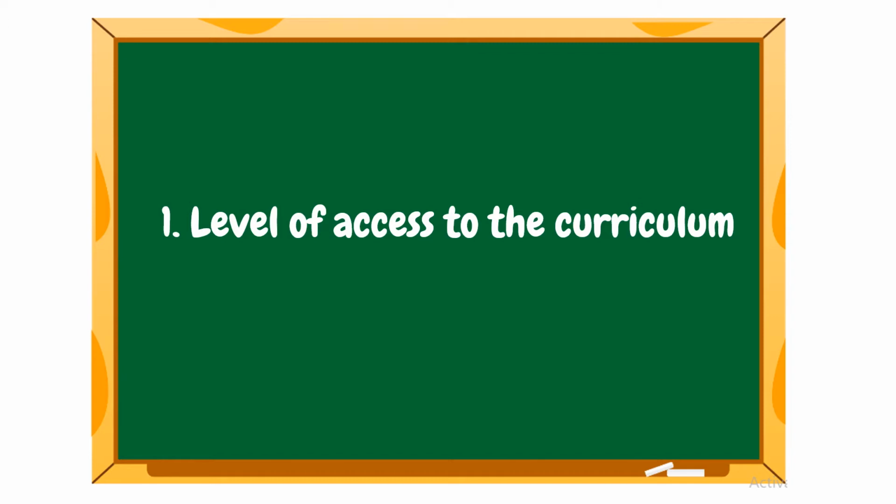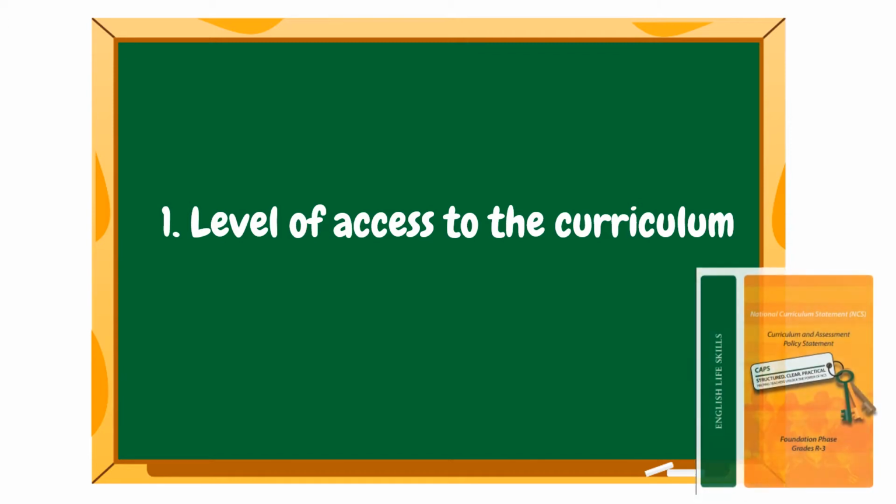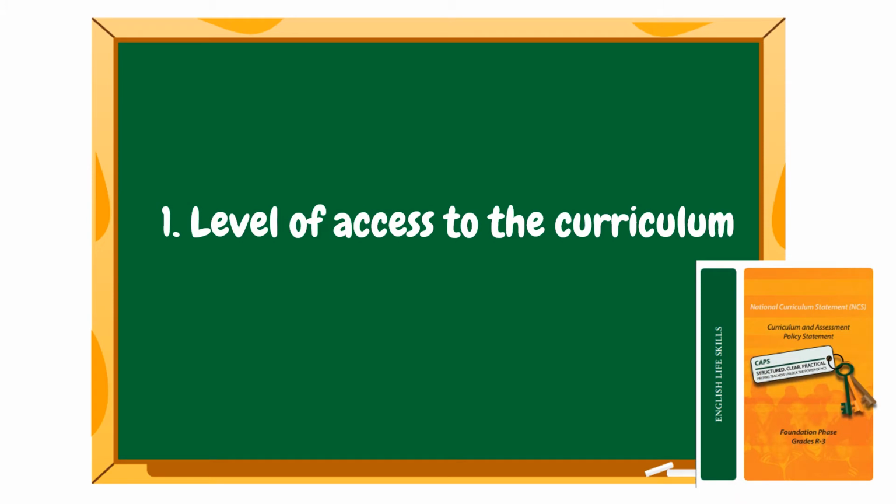Number 1, the level of access to the curriculum. In an average class of 40 to 50 learners, you can be sure that not all learners are accessing the curriculum at their grade level. Teachers should be accommodating of learners who are working at different grade levels. There are generally 4 levels of access to the curriculum that can be identified in any class.